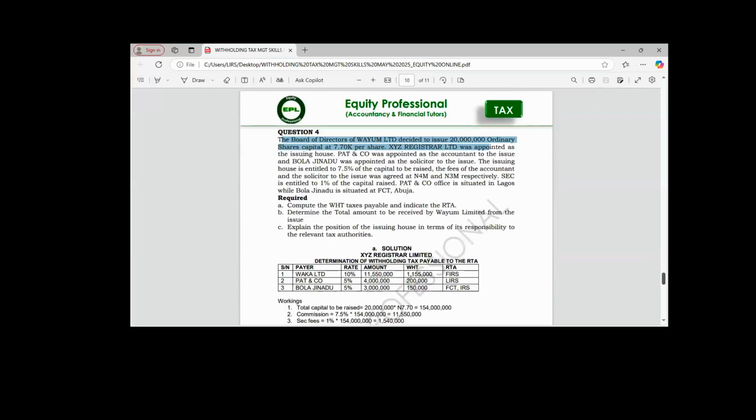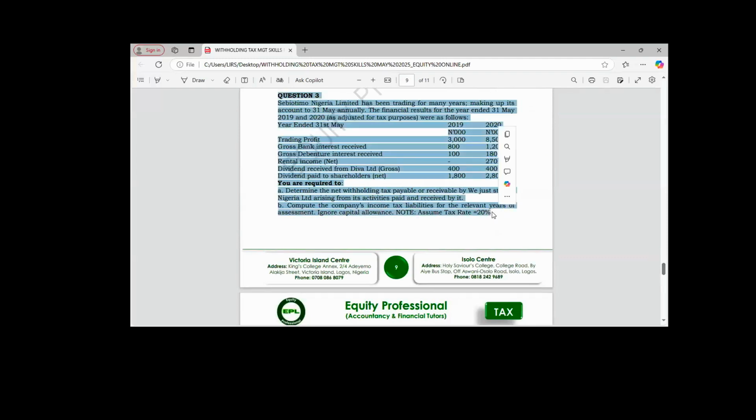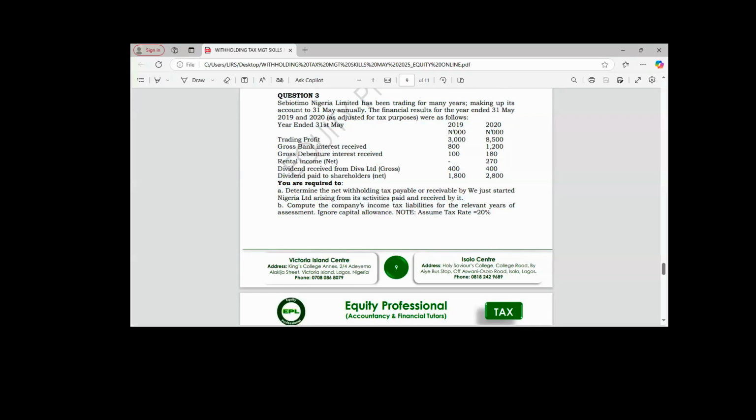So we also have some other questions there, and I will implore us to look at those questions. You can treat question number 3 as our assignment. Do it and send it to me. I'll help you look at it and tell you where you have any challenges. So those are what you are expected to know as far as withholding tax is concerned. Any question?